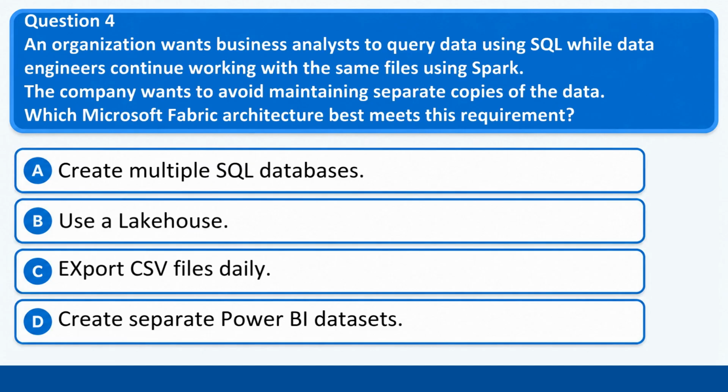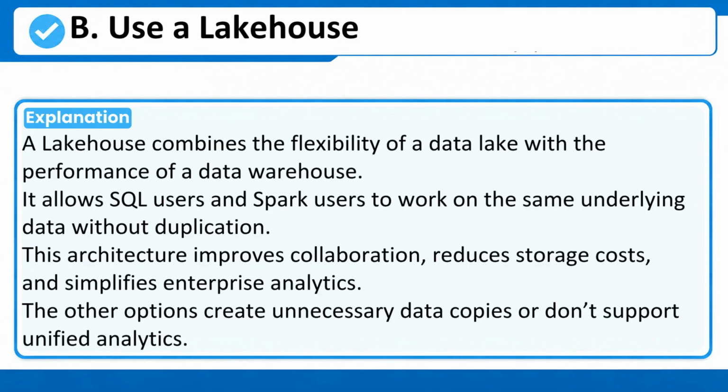Question 4. An organization wants business analysts to query data using SQL while data engineers continue working with the same files using Spark. The company wants to avoid maintaining separate copies of the data. Which Microsoft Fabric architecture best meets this requirement? A. Create multiple SQL databases. B. Use a lakehouse. C. Export CSV files daily. D. Create separate Power BI datasets. Correct answer: B. Use a lakehouse.